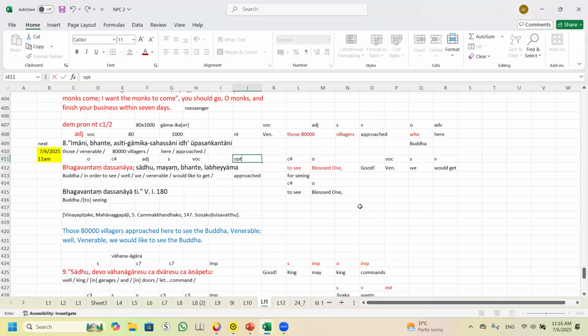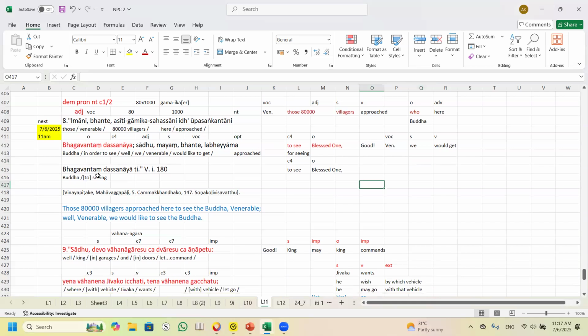Then this is optative. Then we say we would get. Can you see the word Ba, Iyama? We will get. Here again, can you see? These two are more or less the same. We will get to see the blessed one. Follow up to this junction. So this is a repeat. This is how you put in your line. Anything missing, you have to try to figure out.